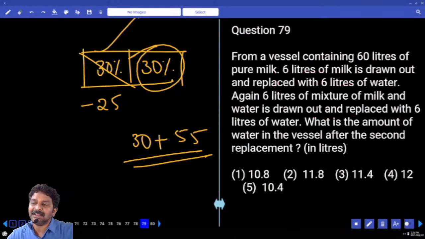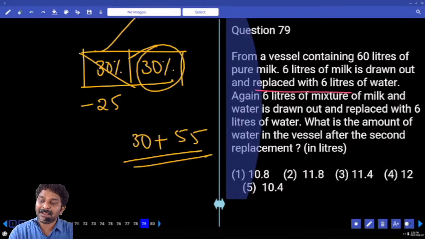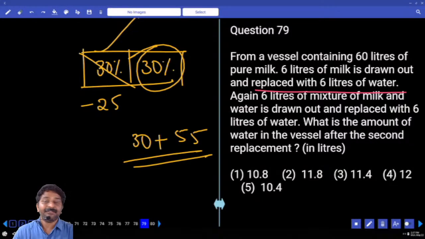From a vessel containing 60 liters of pure milk, 6 liters of milk is drawn out. Wait a minute. 6 liters of milk is drawn out from a container having 60 liters. Correct? How much quantity is taken out? 6 liters. Can I say 10%? Yes. And replaced with 6 liters of water. If replacement happened, again total quantity becomes 60 liters only.